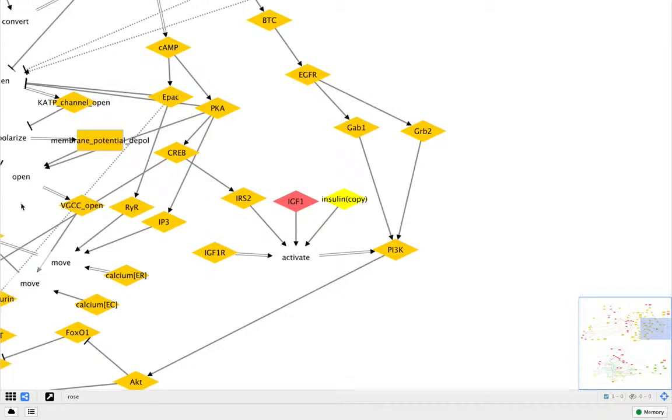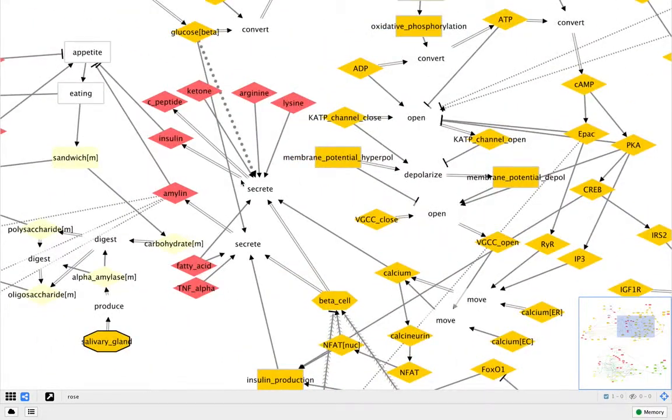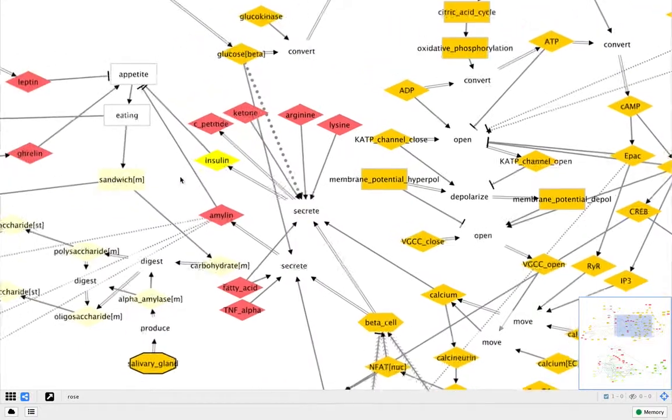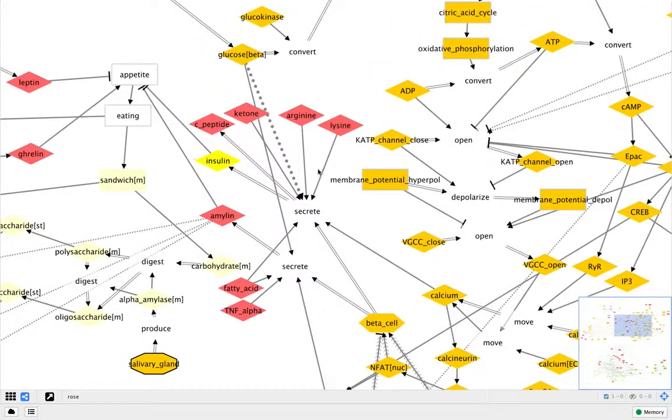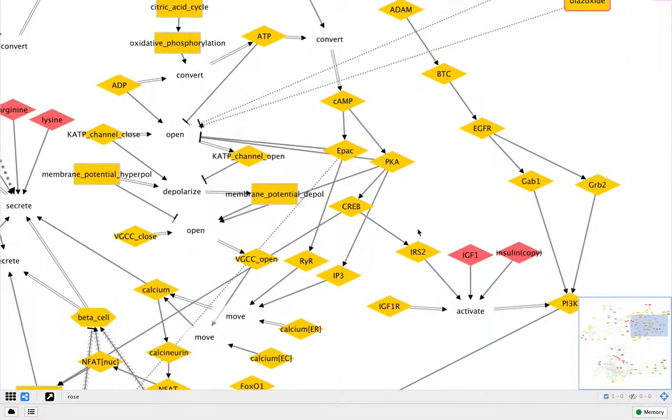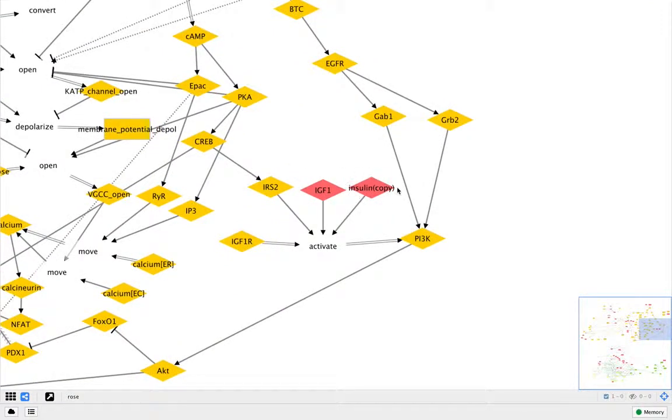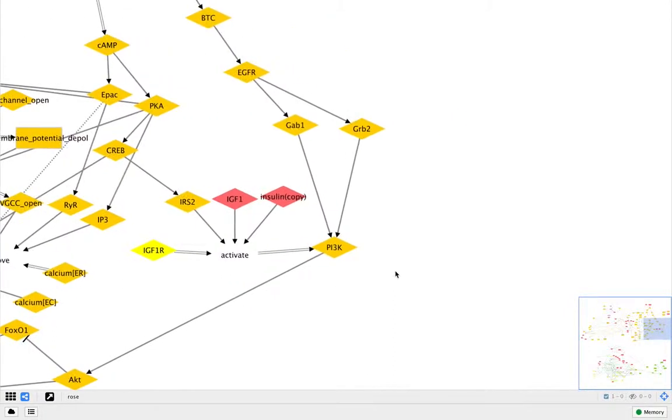This insulin is the same insulin as here. So the produced insulin acts on the beta cell itself, so it is the autocrine action of insulin. And if this IRS2 level is increased in the beta cell, the IGF-1 receptors more actively activate PI3K.